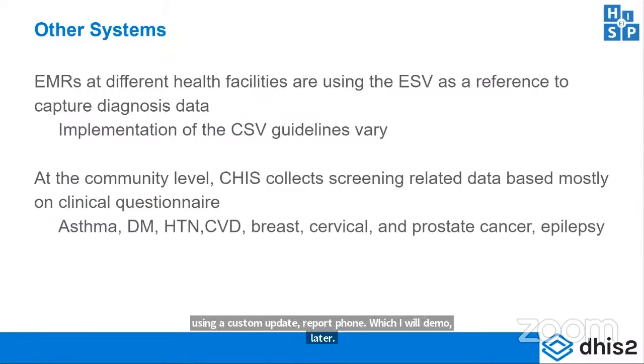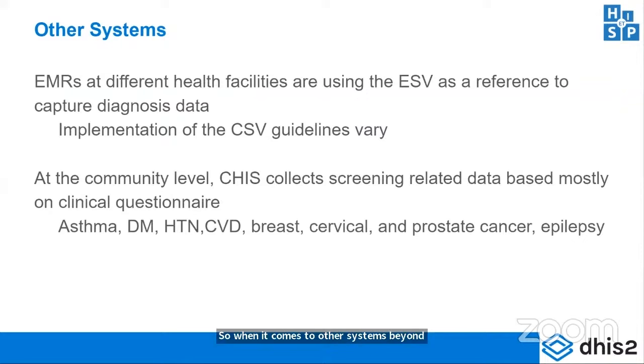So when it comes to other systems beyond DHIS2, there are EMRs at different health facilities, both private and public. They are starting to use the Ethiopian simplified version of ICD-11 to collect diagnosis and treatment data. But the implementation of these guidelines varies among hospitals. It's more implemented in public hospitals than private hospitals. Some of the private hospitals are using the full ICD-11, but most of them are transitioning to the simplified version. And all this data, at the end of the month, is aggregated and sent to the ministry for reporting purposes.